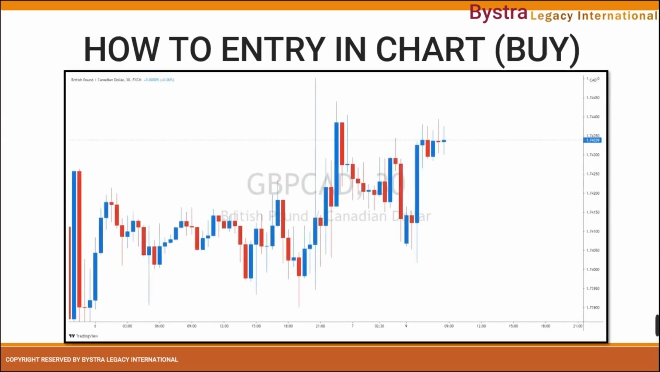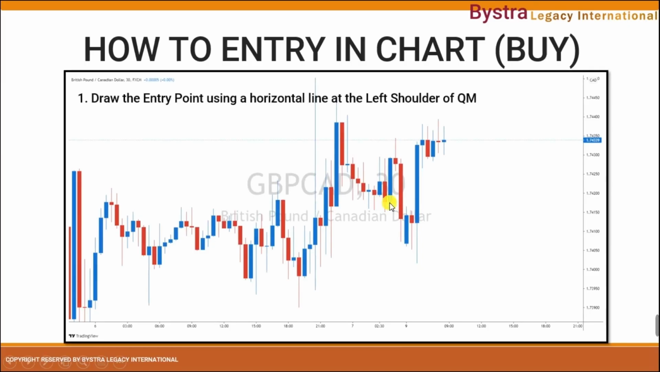This is for a buy setup. As we can see here, there's the QM shape. There is the left shoulder: low, high, lower low, higher high. So first, we draw the entry point using the horizontal line, which is this. After we have drawn the horizontal line, next we need to mark the zone. This zone is just marked from the body until the shadow as a reference. When the price comes back in, it is easier for us to monitor.